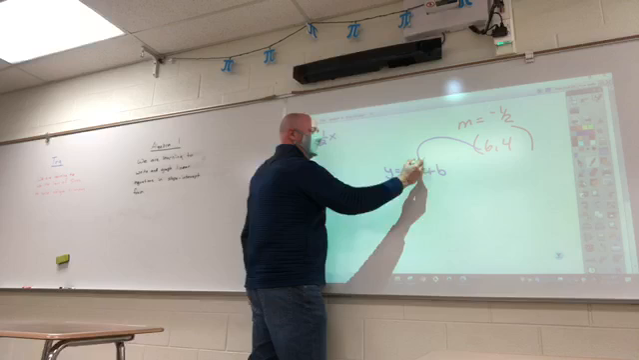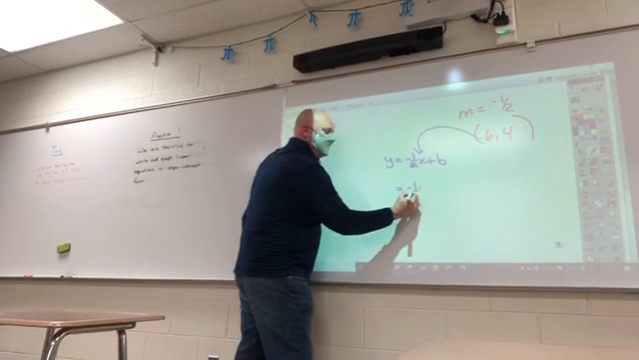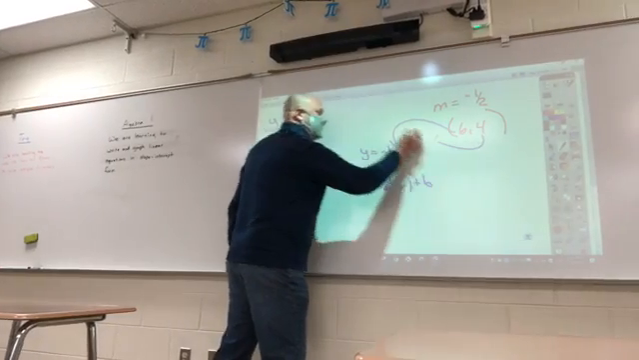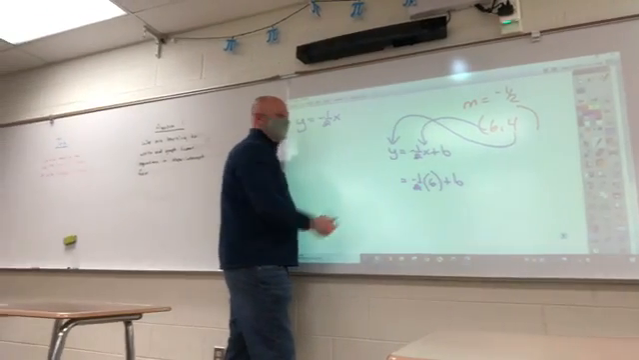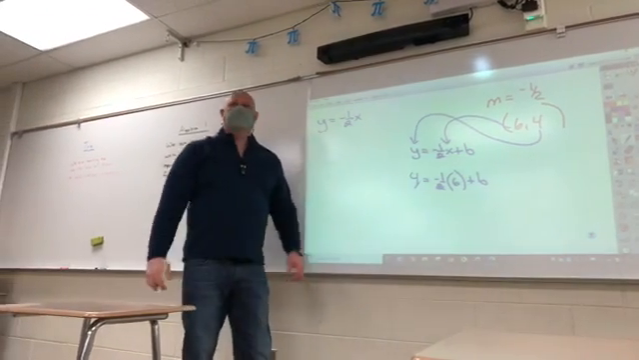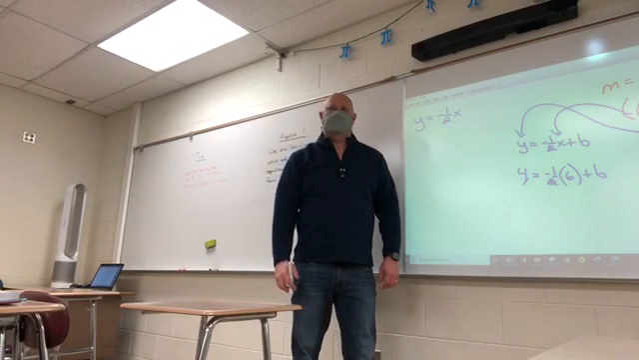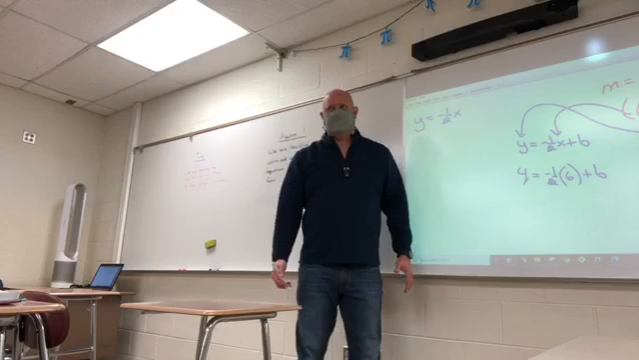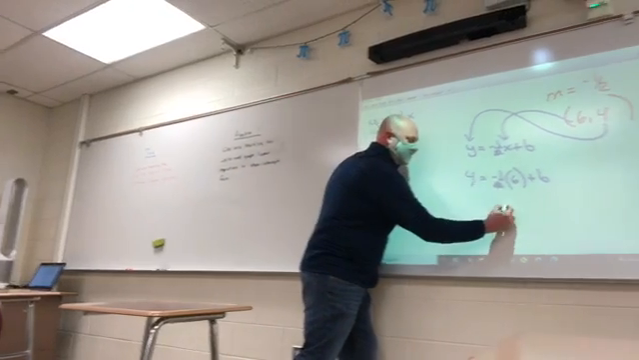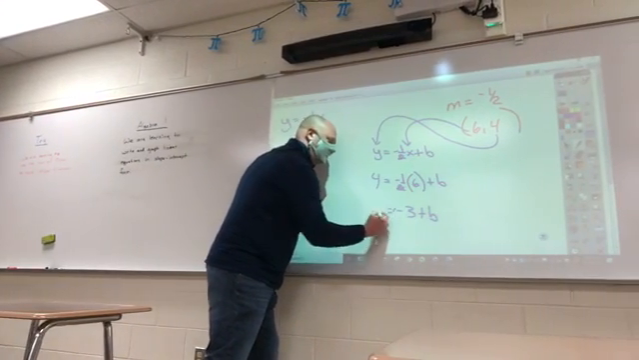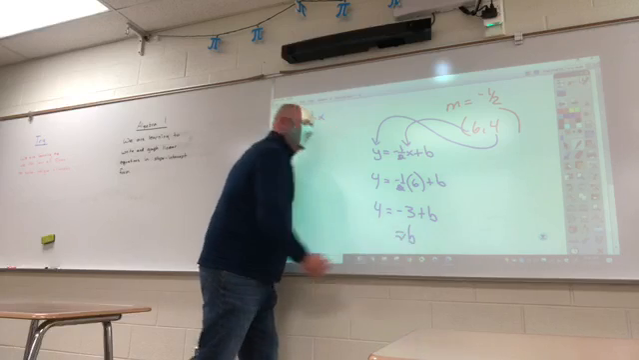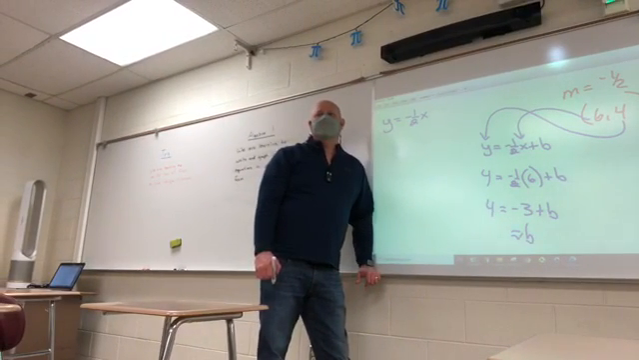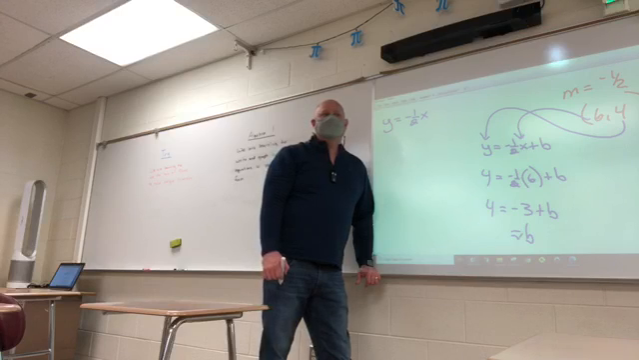The 6 goes in for the x. The 4 goes in for the y. And you solve. What's -0.5 times 6? What's half of 6? 3. So -3, plus what, equals 4? What's my b got to be?